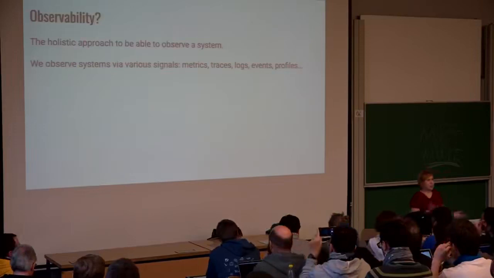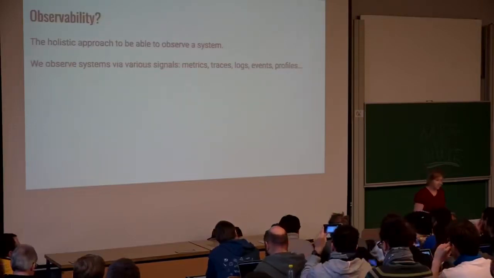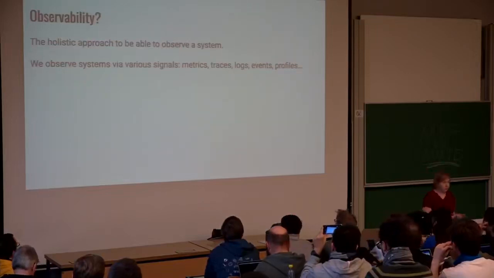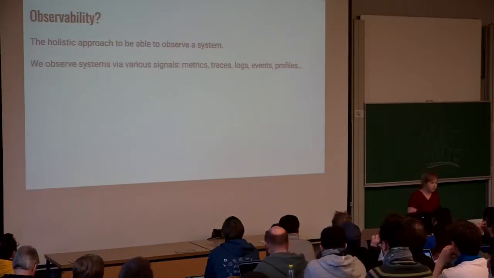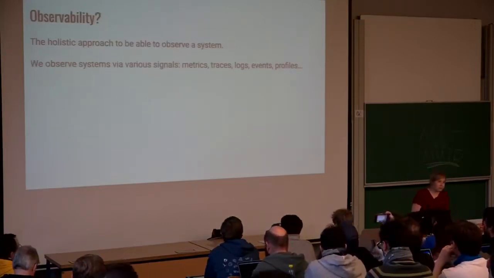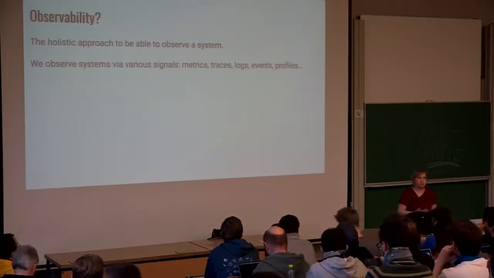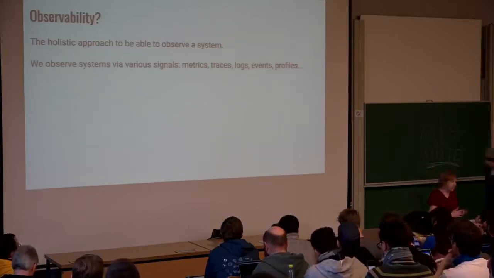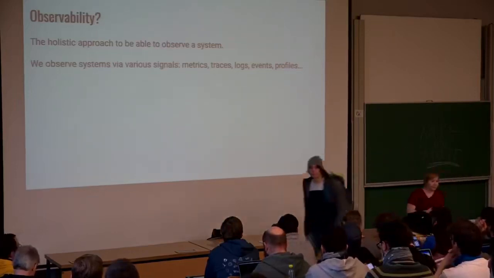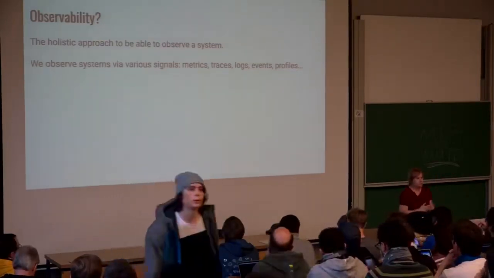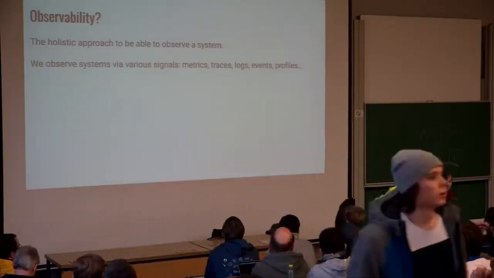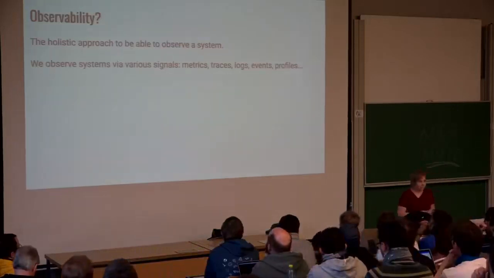Since there are so many conflicted definitions of this term, I want to clarify my definition first. What we call observability is this holistic approach to be able to observe a system for properties such as reliability, performance, deployability, and so on. We look at multiple different signals in order to achieve that. Metric collection, distributed traces, profiles, logs are a few of those.